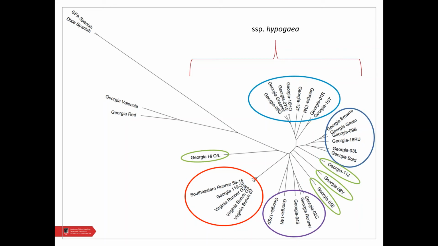Then we've got the modern runner cultivars, which form three distinct clusters, the first of which is shown in purple there at the bottom of the slide. This includes Georgia 02C, Georgia Runner, Georgia 04S, Georgia 14N, and Georgia 17SP. The second cluster, circled in dark blue, includes Georgia Brown, Georgia Green, Georgia 9B, Georgia 18RU, Georgia 3L, and Georgia Bold. And then the third cluster at the top there, circled in light blue, includes Georgia 6G, Georgia Greener, Georgia 7W, Georgia 16HO, Georgia 12Y, Georgia 13M, Georgia 1R, and Georgia 10T.